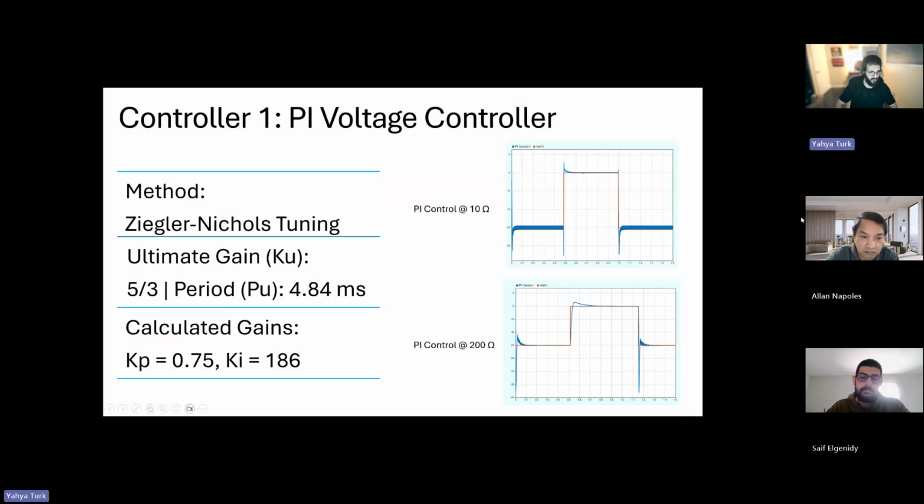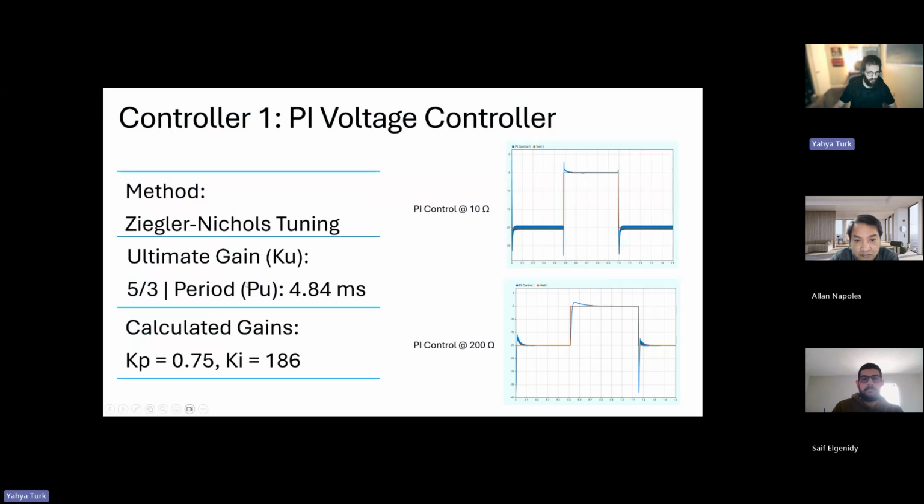Here's some simulations for that, and we ran both control methods at our minimum design load and our maximum design load. And then here's some tuning mechanisms that we use. So we use the Ziegler-Nichols method for tuning, which essentially required us to find the ultimate gain. The ultimate gain is the P value which causes the system to oscillate indefinitely and never settle, and it's just before instability.